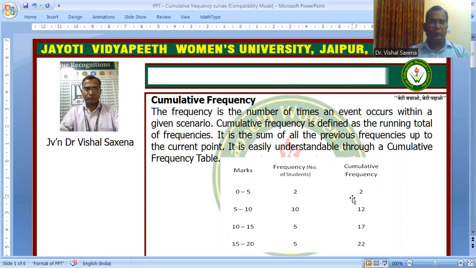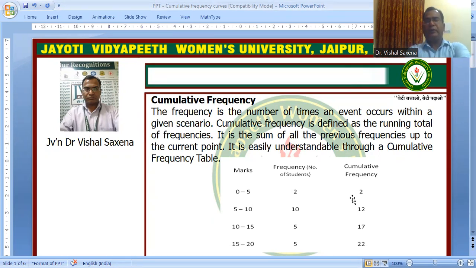Today we are discussing the topic of cumulative frequency and cumulative frequency curves. This topic is a very important part of the subject statistics, under the course of research methodology and biostatistics, in the BPT 6th semester program and various other courses of the university.